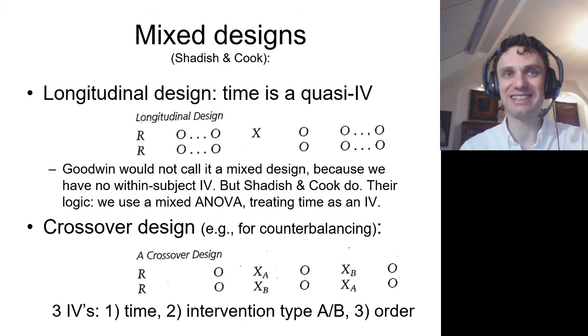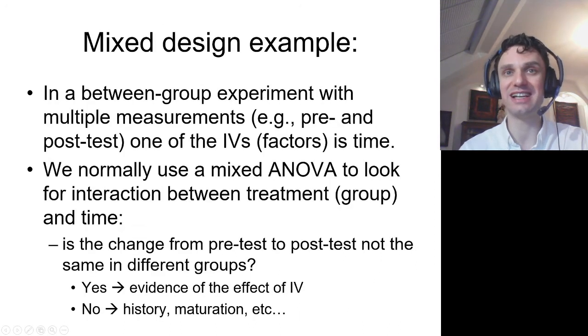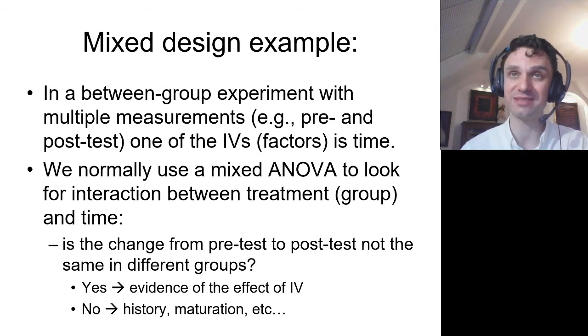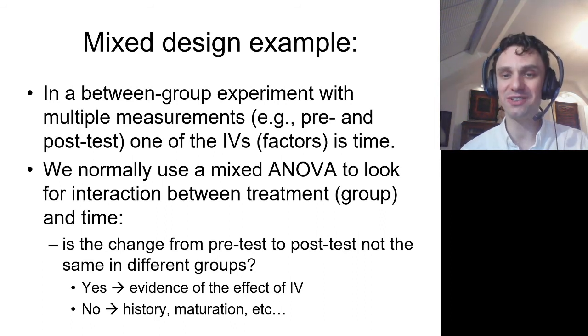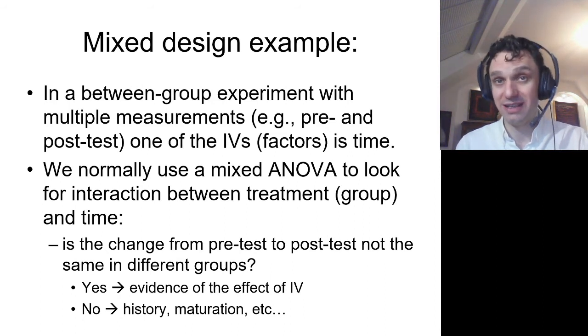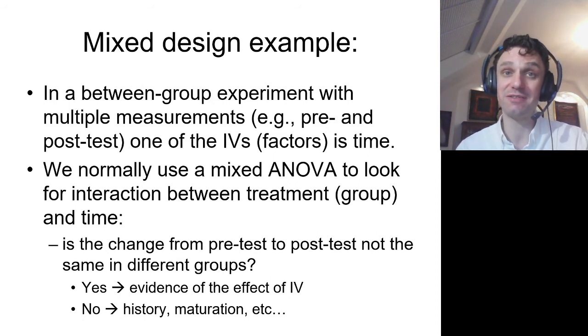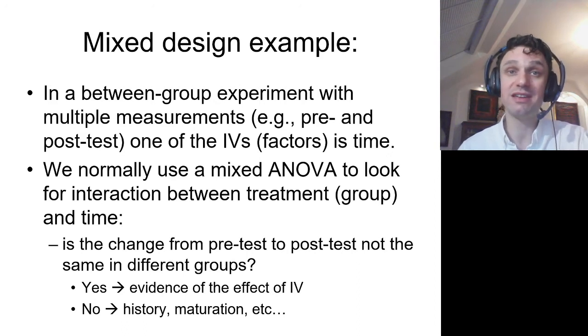So mixed designs like this are fairly common in social sciences. Whenever you have 2 groups and you conduct some experiment with those 2 groups, and one of your independent variables is time because you have pretest measurement and post-test measurement, you normally use mixed analysis of variance. And the hypothesis that you are interested in is whether the change from pretest to post-test is the same or different in these 2 groups. If the change is different, maybe your intervention had some effect. But if the change is the same, maybe it's due to some background effects or maturation, etc.